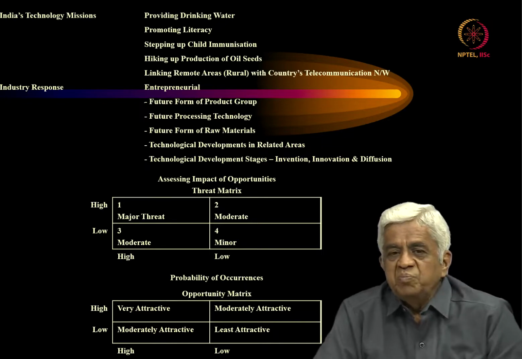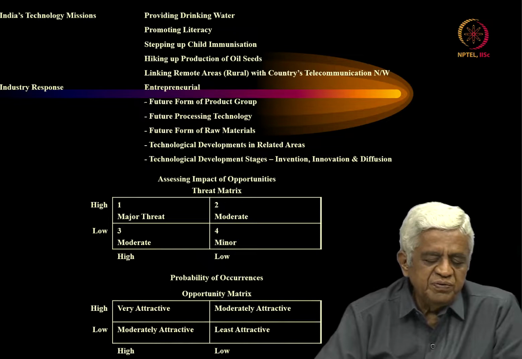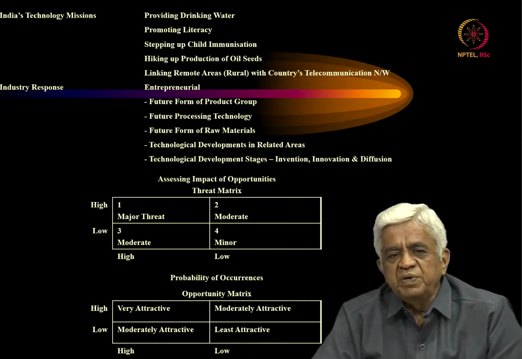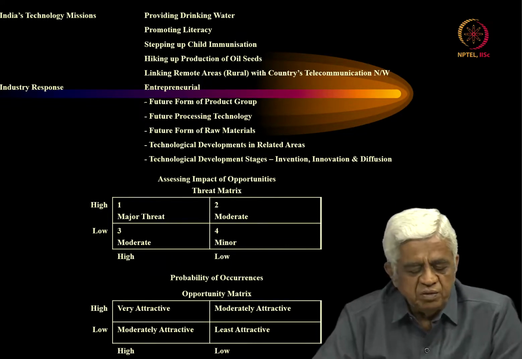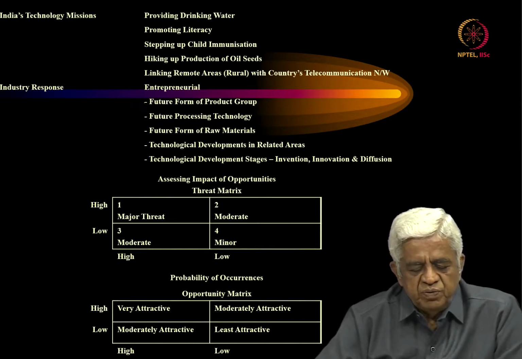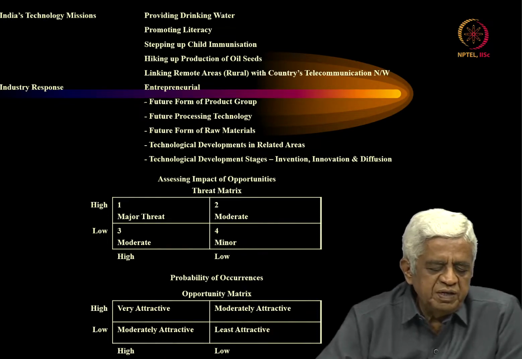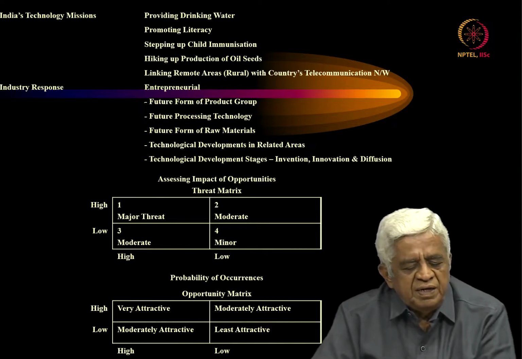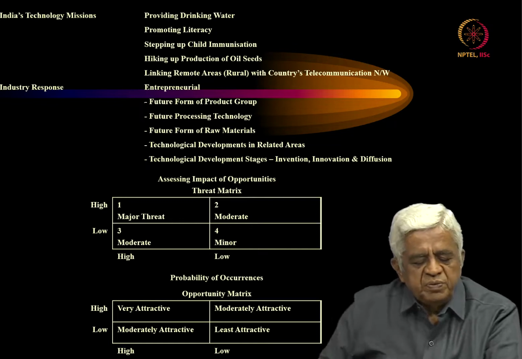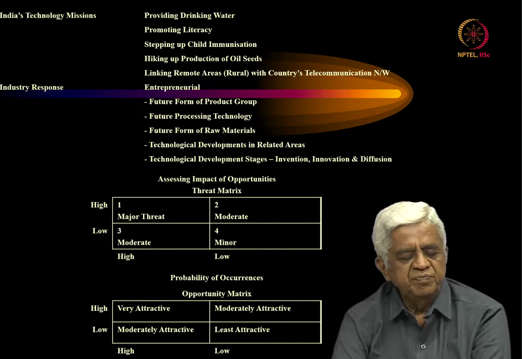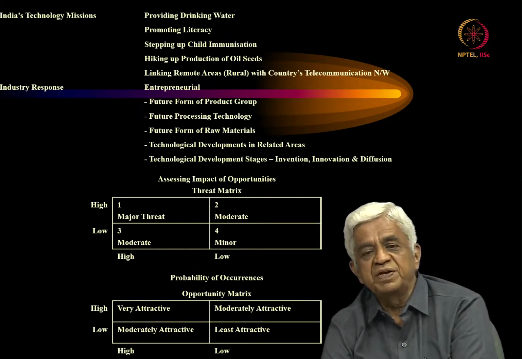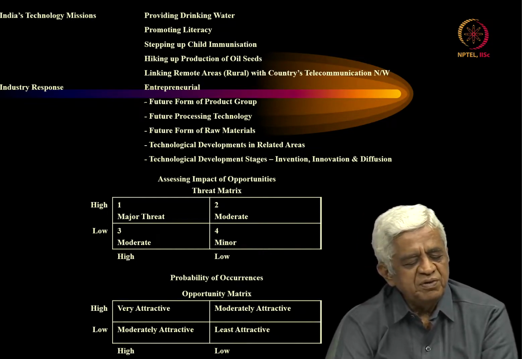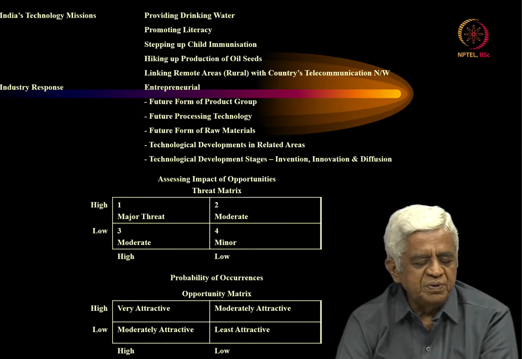In order to assess this impact of opportunities, we normally make use of matrices. One matrix could be your threat matrix, the other matrix could be the opportunity matrix. This is a 2 by 2 matrix, with the probability of occurrence on the x axis. When you look at the threat matrix, suppose the probability of occurrence is high, then what is likely to happen? In the first quadrant, it is likely to be a major threat. The second quadrant, it is likely to be a moderate threat. The third quadrant moderate again, the fourth is a minor threat, you can dismiss it off.